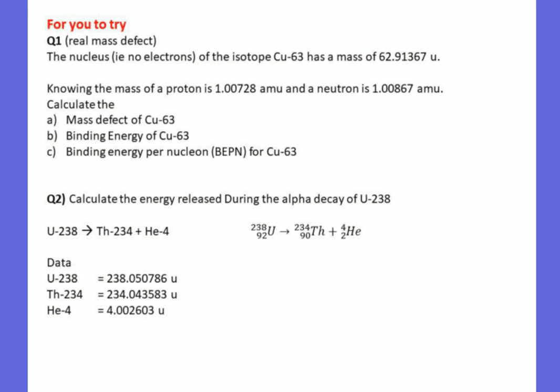The first one goes back to the real mass defect. It's actually calculating the mass defect of a single atom, and there's 3 questions to calculate for this copper-63. What's the mass defect? Therefore, what's the binding energy? And something new, what's the binding energy per nucleon, which means how much energy is associated with each of those nucleons in the nucleus. I'll let you think about that while you're trying to solve that one.